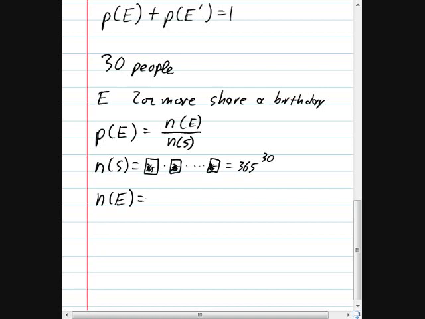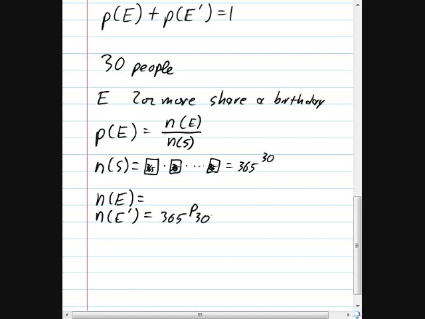On the other hand, let's look at the number of ways to count up E complement. So first of all, what is E complement? If E is the event of 2 or more people sharing a birthday, then E complement must be that no one shares a birthday. Now that's something we can count. There are 365 birthdays to choose from, and we are going to pick 30 of them in order.